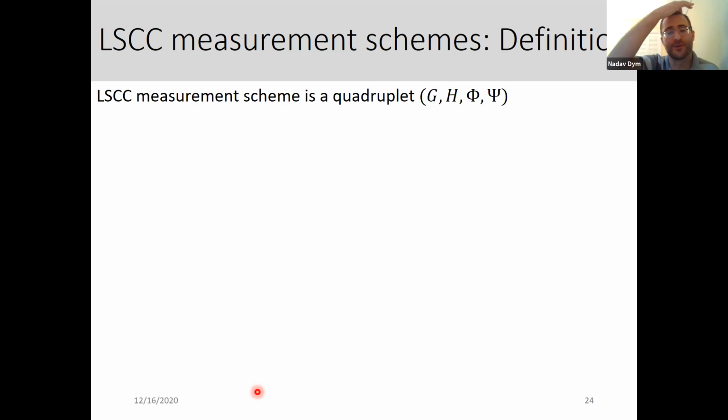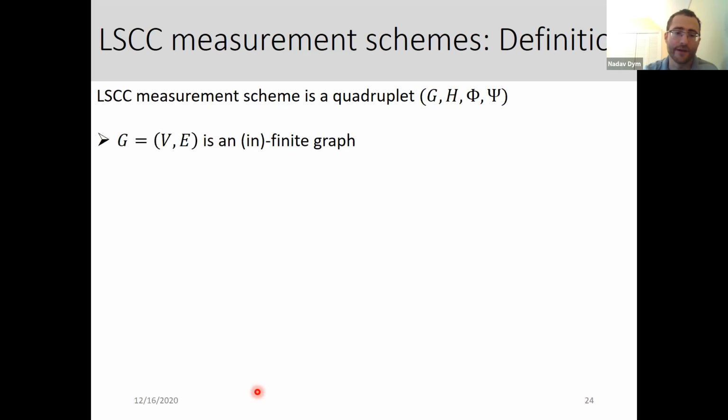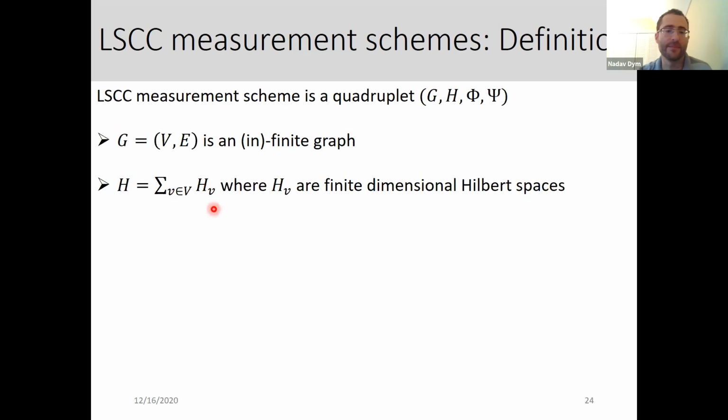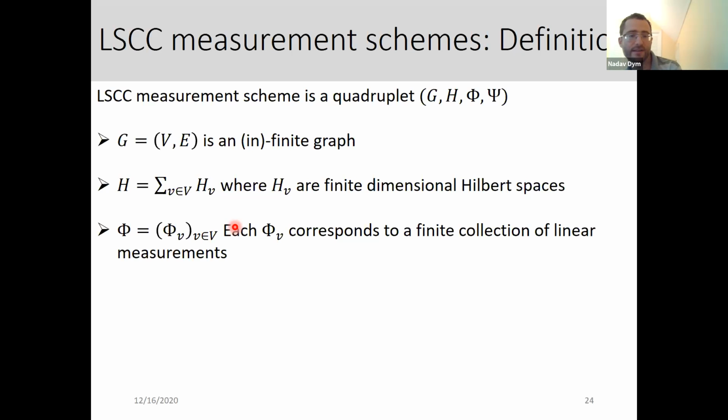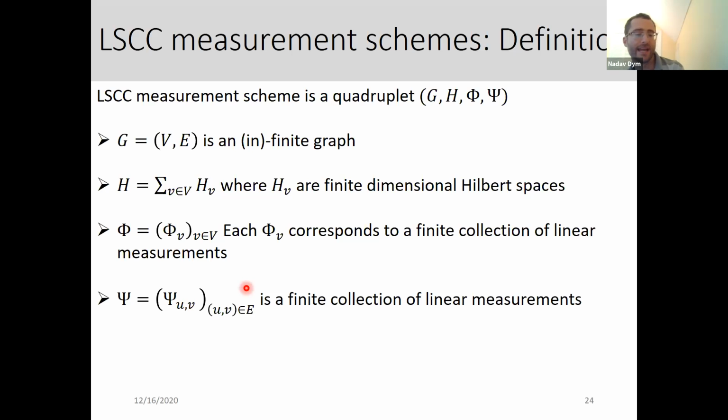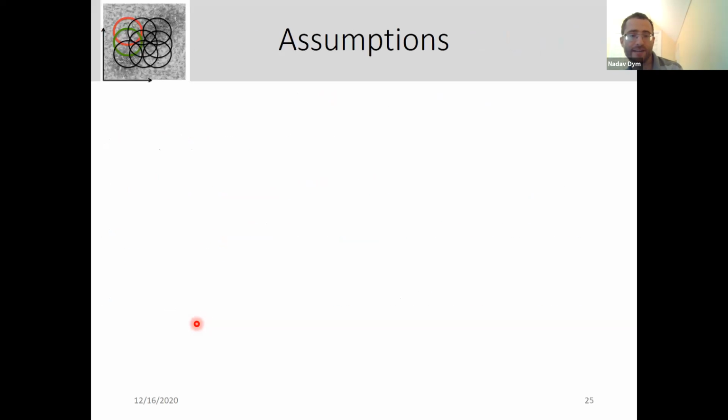In general, we're assuming we're given a graph G, a Hilbert space H, and measurements phi and psi, and they're related in the following way. G is the graph. H is a sum of finite dimensional Hilbert spaces, H_v, which are indexed by the vertices of the original graph. We also have the measurements, which are indexed by the vertices. So phi is a collection of measurements phi_v. Each phi_v is a finite collection of measurements, so it's sort of a sequence of sequences. And also we have a finite collection of linear measurements per edge. Then our assumptions are related to how to tie these things together.